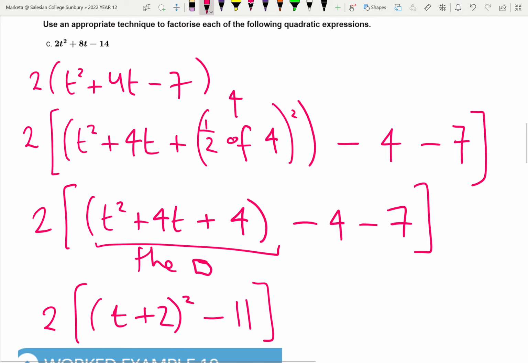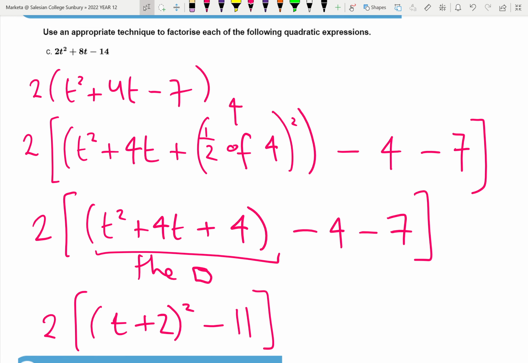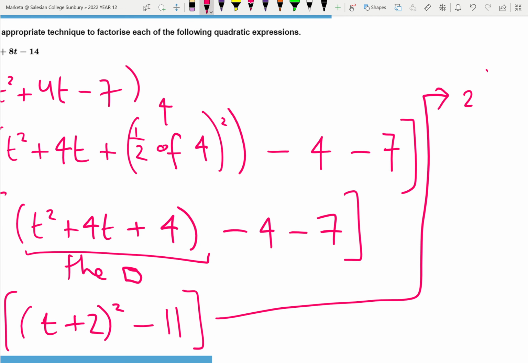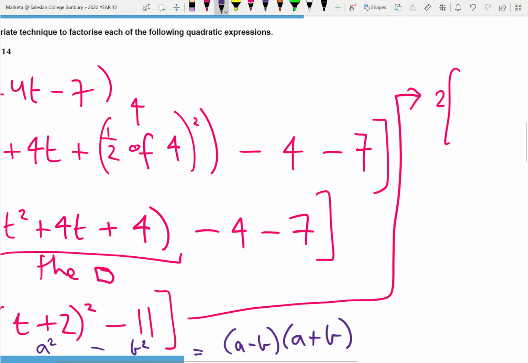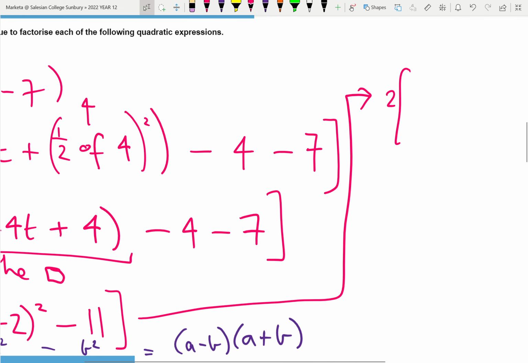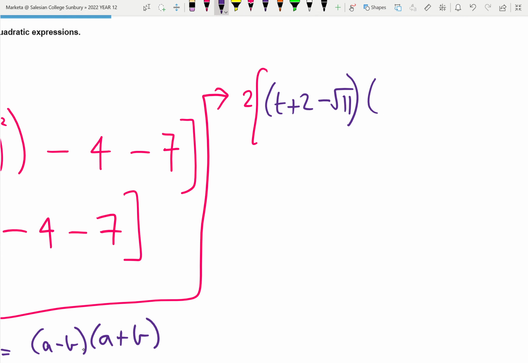And well, we're almost there. And if we were solving, we wouldn't need to go further in the factorisation, but we're not solving, so we want to fully factorise. So I'm going to put 2. And what I can see here is a squared minus b squared situation. And of course, a squared minus b squared factorises to a minus b, a plus b. So a is t plus 2. So we're minusing root 11, not 11, root 11, and t plus 2 plus root 11.